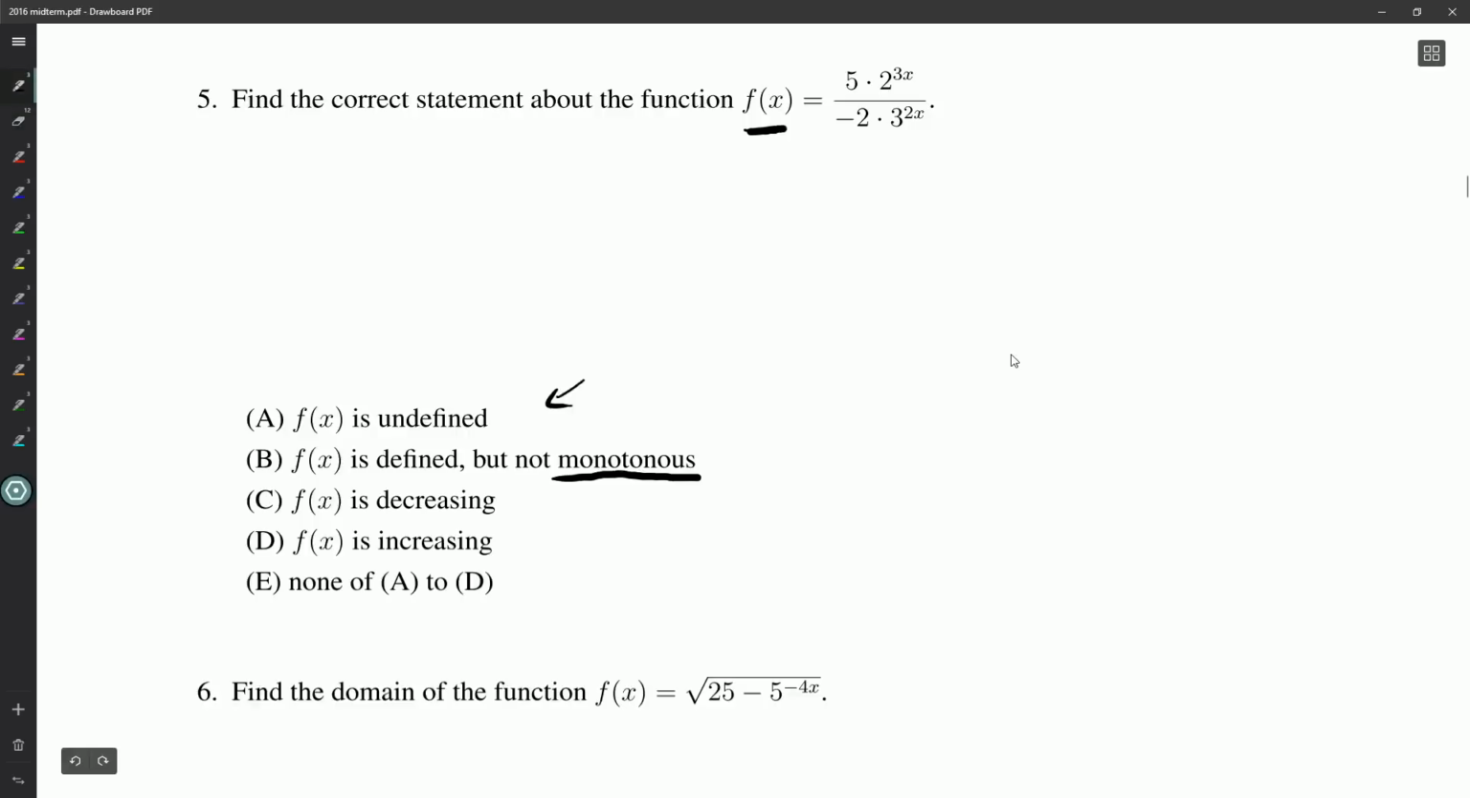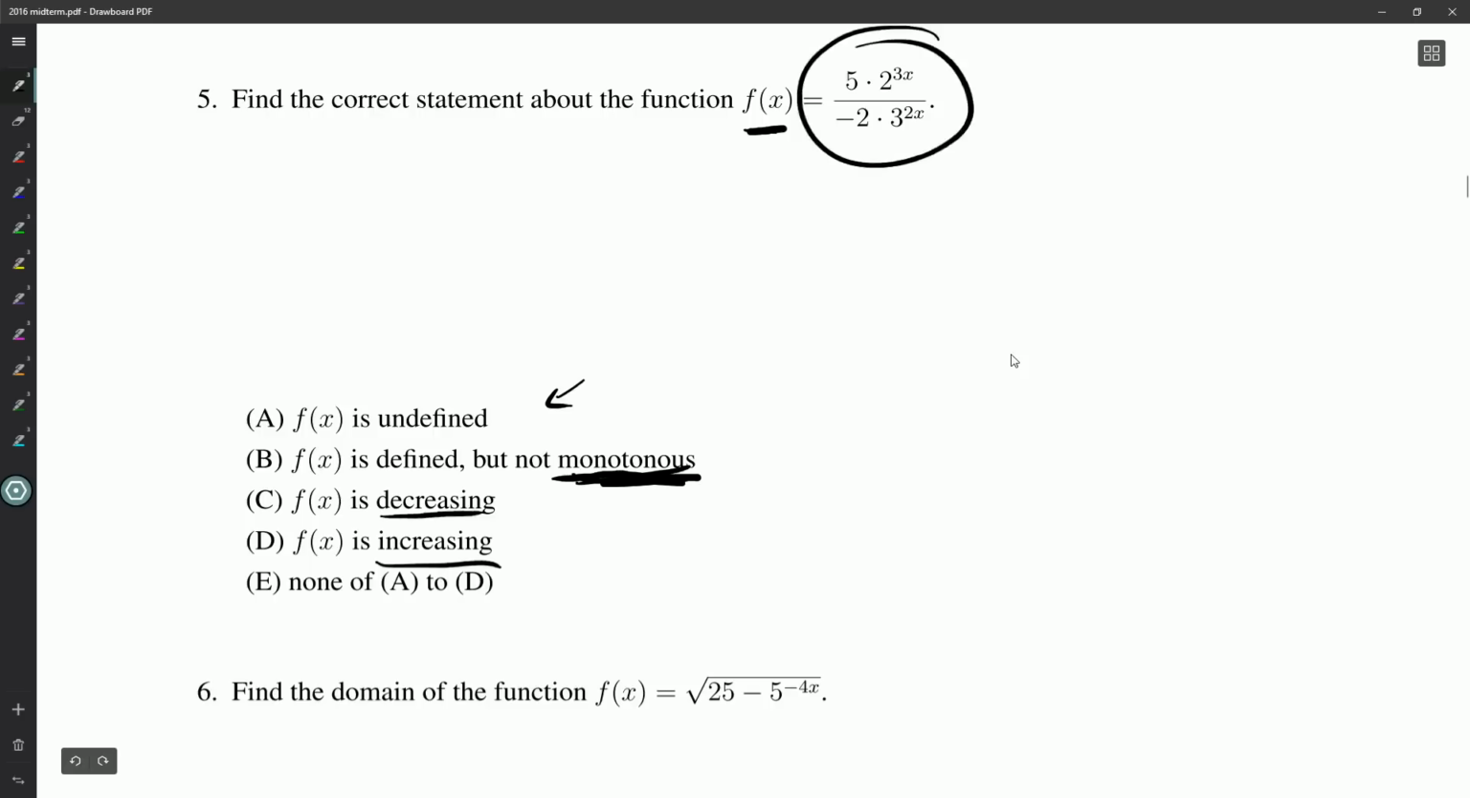If I recall correctly, a number of profs actually had to explain this word during the midterm, which maybe is a comment on high school education? I don't know. Anyway, C, f is specifically decreasing, or D, f is increasing. So increasing, decreasing, not monotonous would mean sometimes it increases, sometimes it decreases. A is f of x is undefined, and E, none of these.